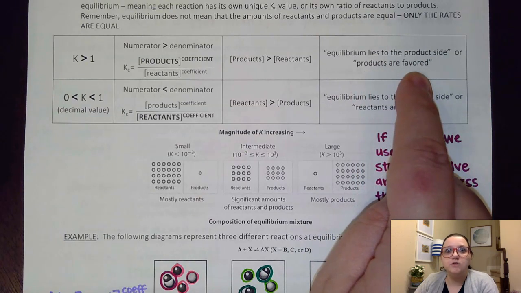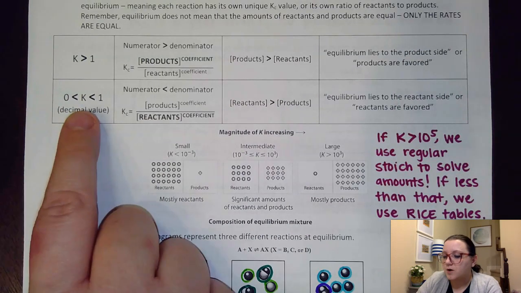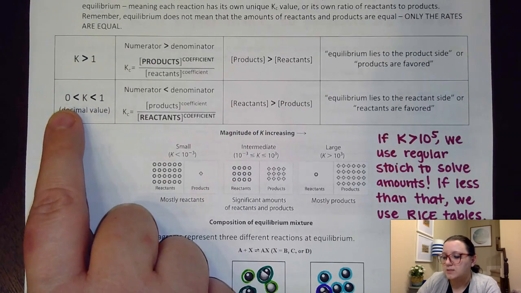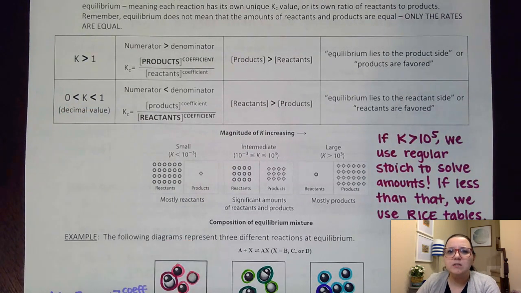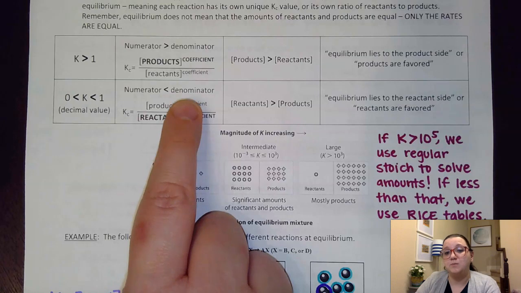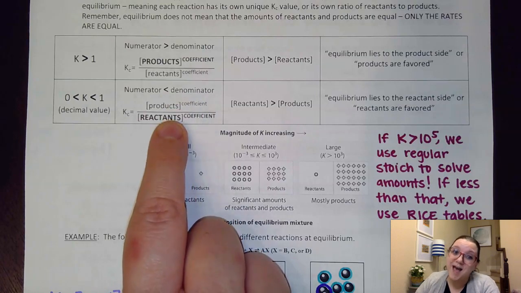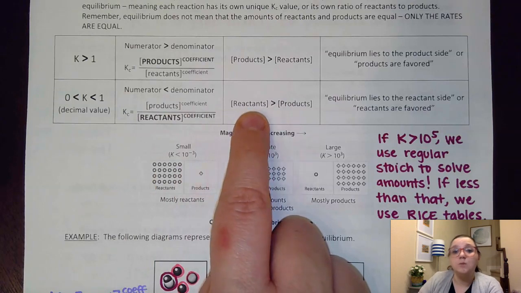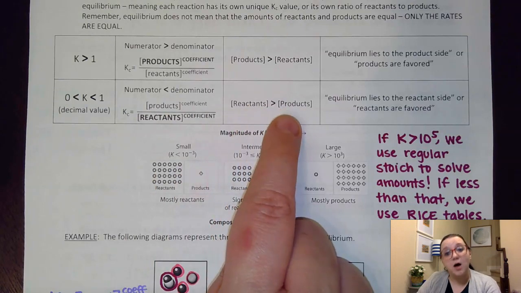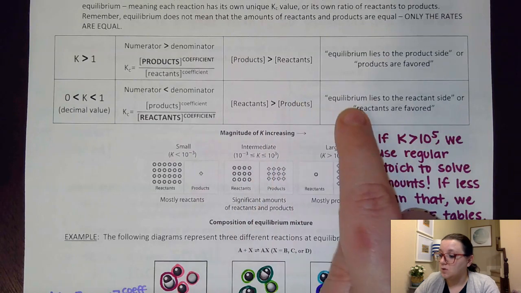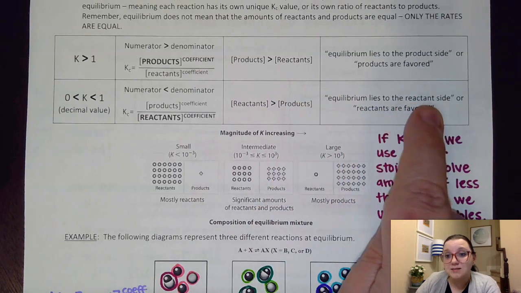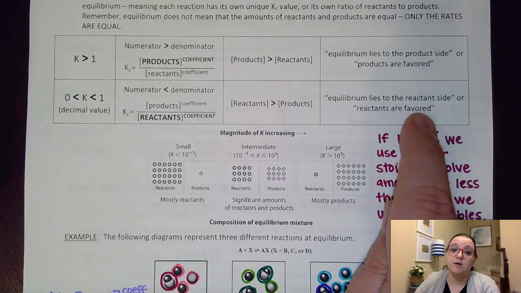Depending on the wordage of the question will depend on how we respond to it. If our K value is somewhere between 0 and 1, meaning some sort of small decimal number, that would indicate that the denominator is bigger, and of course the reactants are in the denominator. So that would mean reactants are more numerous overall than the products, and so we would say that equilibrium lies to the reactant side, or that reactants are favored.